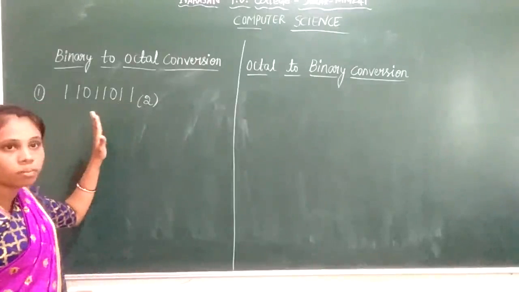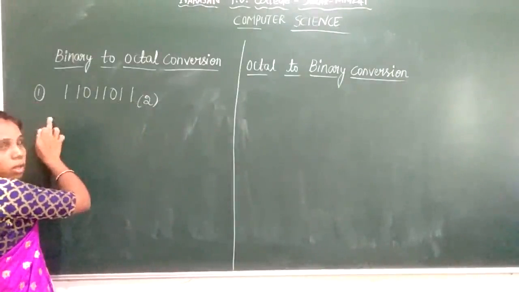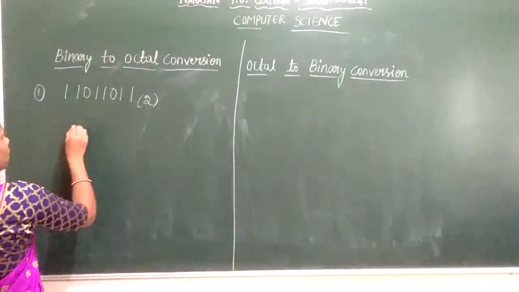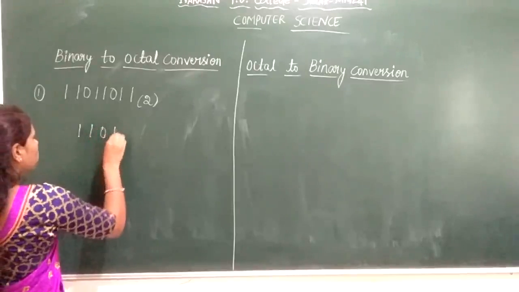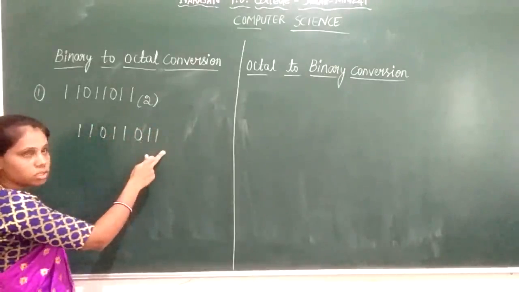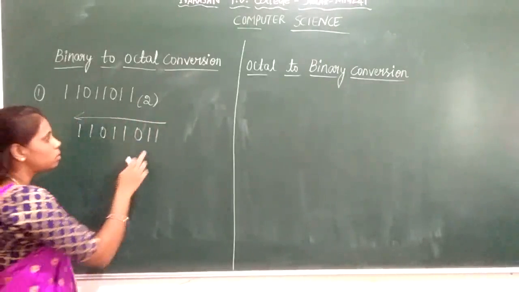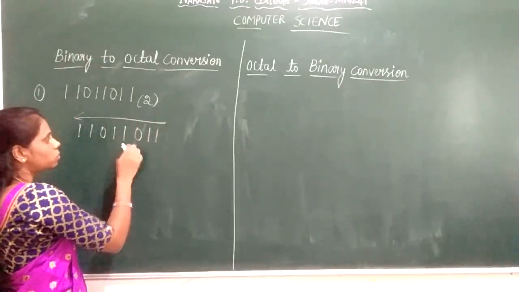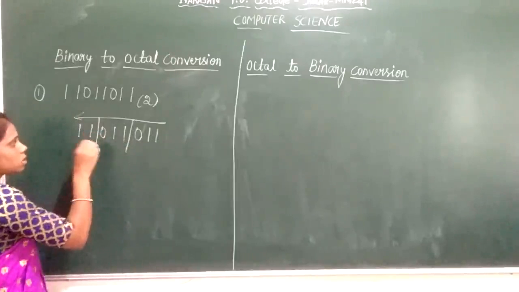While converting from binary to octal, you need to divide the given digits into group of 3 bits, starting from right to left. So here I will divide. I will take this number as it is, 1 1 0 1 1 0 1 1. Now start grouping the digits from right to left. 3 groups means 1 2 3. This is one group. 1 2 3 is another group.